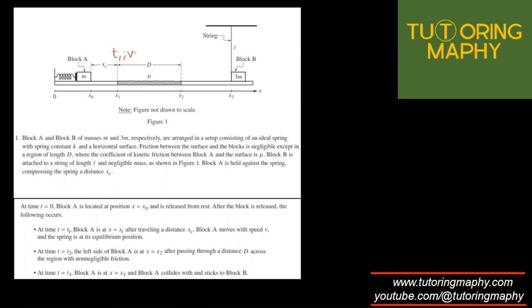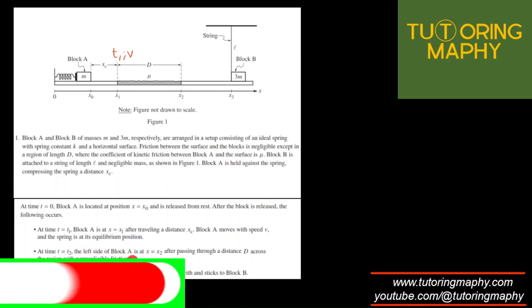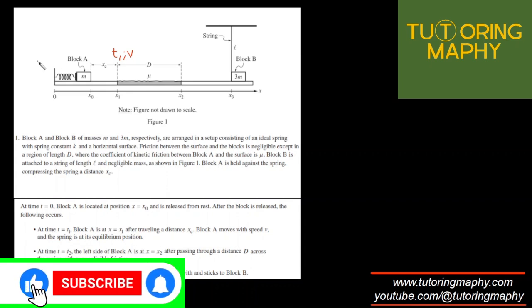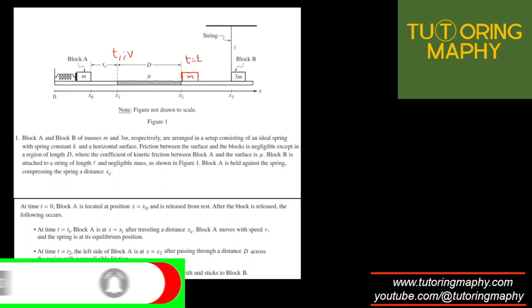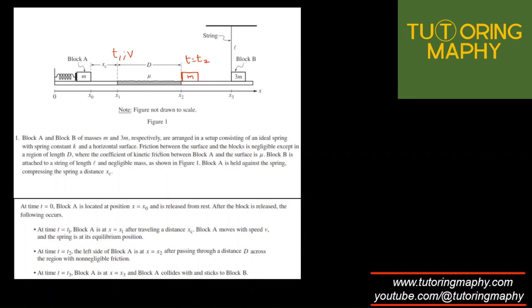I don't know if the speed v is to be taken as known or unknown, but I'm just marking all the information which we have. And the spring is at equilibrium position, which makes sense because it was compressed by xc and now it is at equilibrium position. No stretch. At t2, the left side of the block A is at x equal to x2. It means that the block is like this, and this is when t is equal to t2.